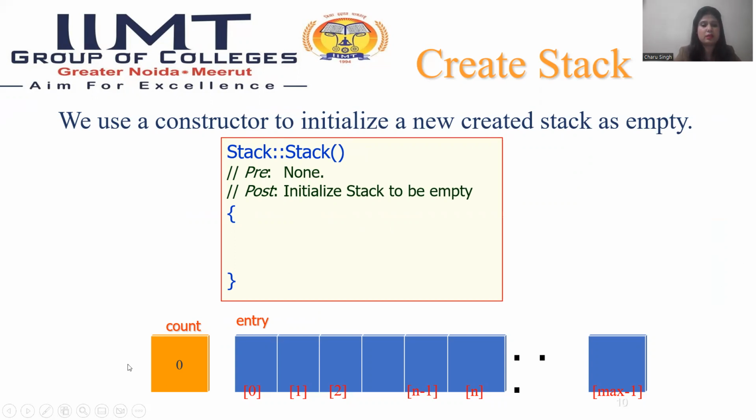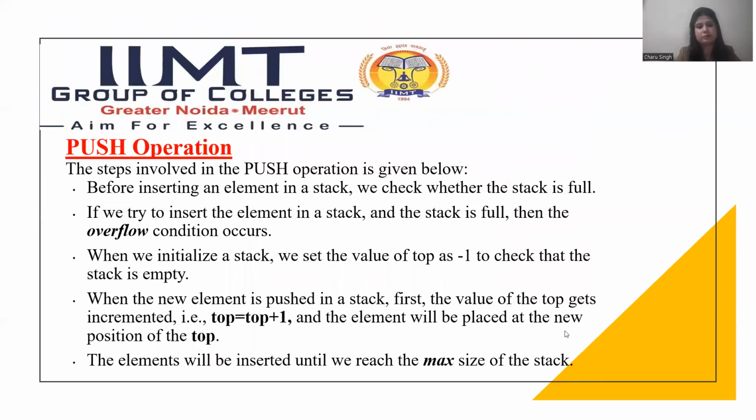Here is an example of a stack. Right now we do not have any elements, so my count will be 0. This is my entry point, and my stack will go up to the nth element. This is the maximum size of my array. Every time I insert an element, there is that limit, so every time the count will go up by one element.